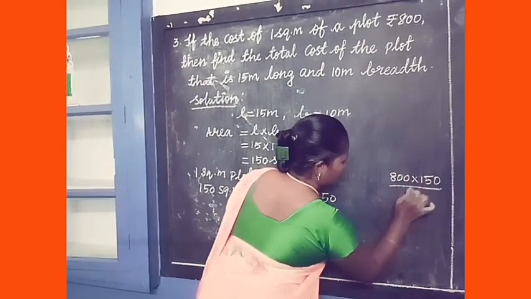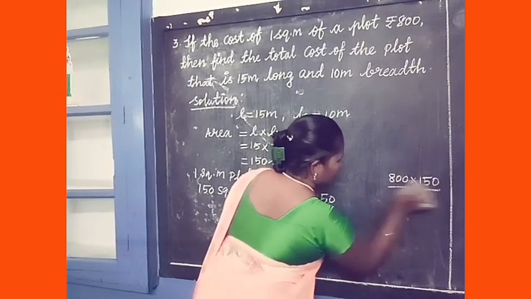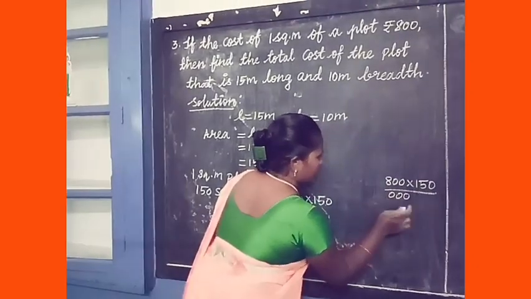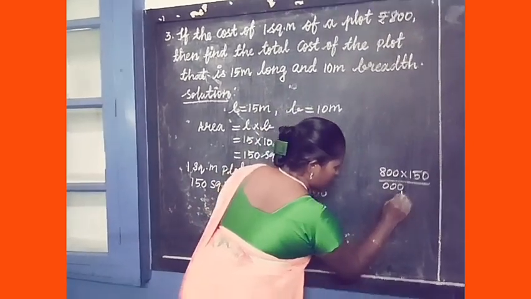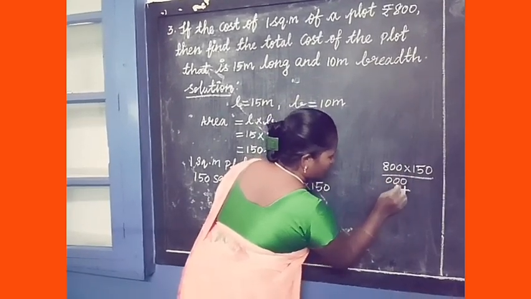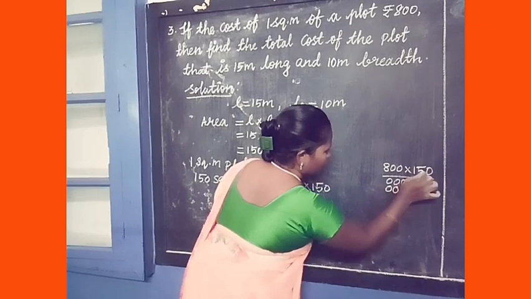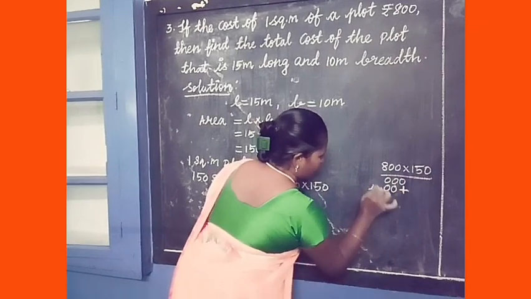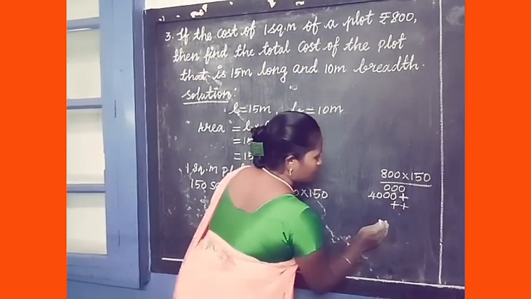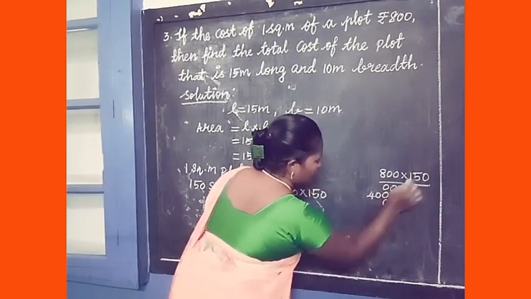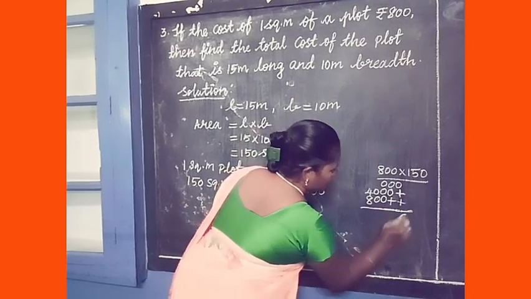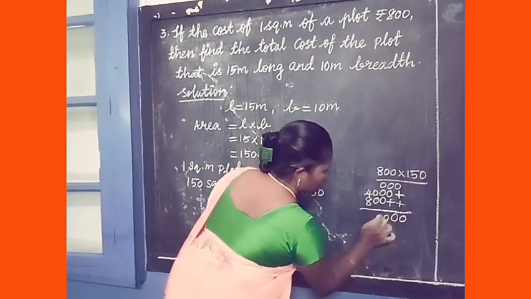0 into 0, 0. 0 into 0, 0. 0 into 8, 0. Any number multiplied with 0 gets 0. This term is fully finished, so put a plus symbol. Next multiply with 5. 5 into 0, 0. 5 into 0, 0. 5 eights are 40. Next, in the first digit put plus, next digit also put plus. 1 into 0, 0. 1 into 0, 0. 1 eight is 8. Now add the values 0, 0, 0, 0.